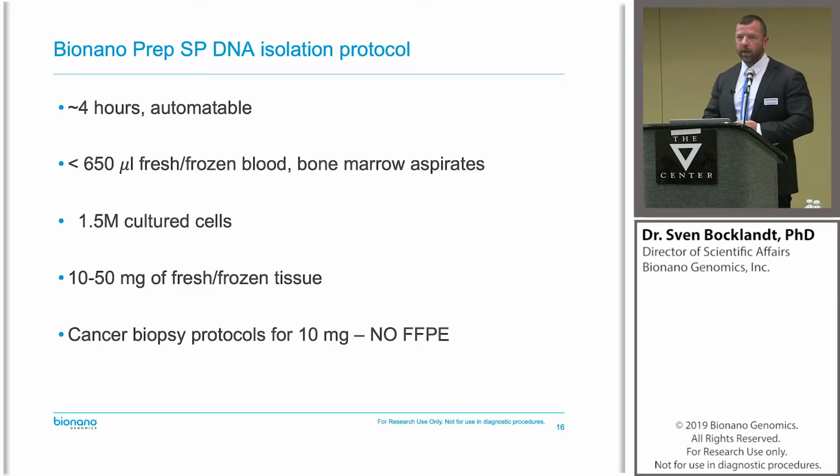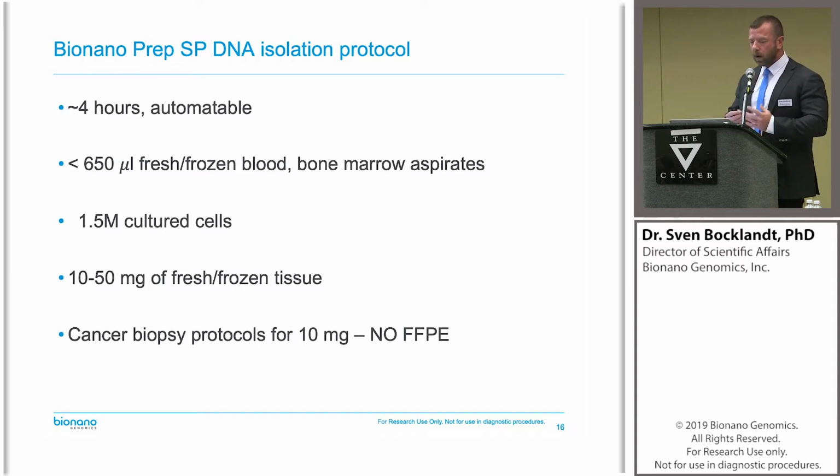Our sample prep method takes just 4 hours and is automatable. We're working with several automation partners right now. We can use fresh or frozen blood as input material, less than 650 microliters, and bone marrow aspirates as well. We can work with 1 million to 1.5 million cultured cells, or 10 milligrams of fresh or frozen tissue. We cannot work with FFPE samples because the DNA is simply too damaged, too fragmented to get long read information out of that.